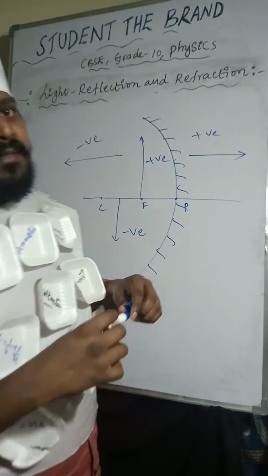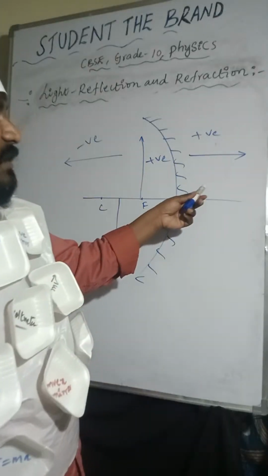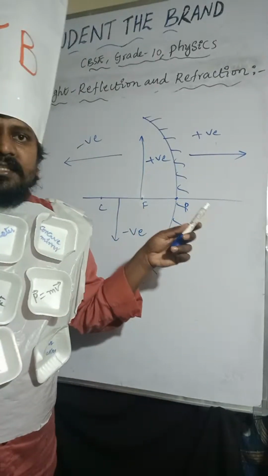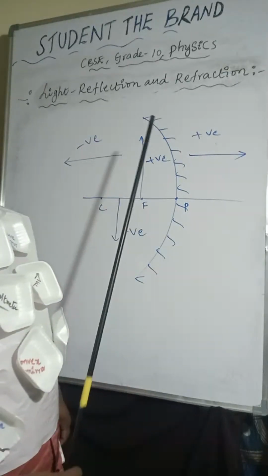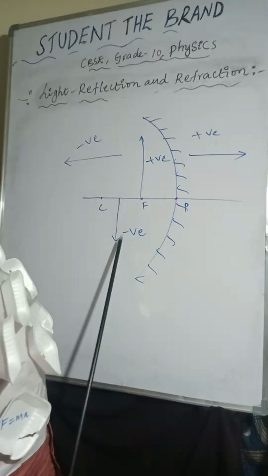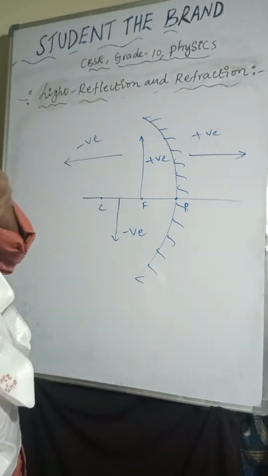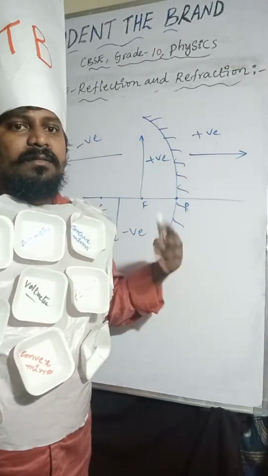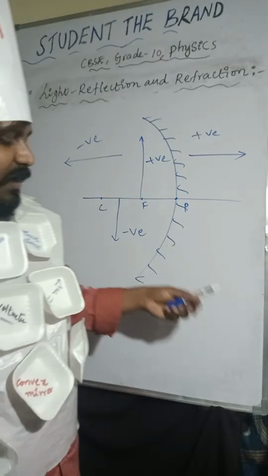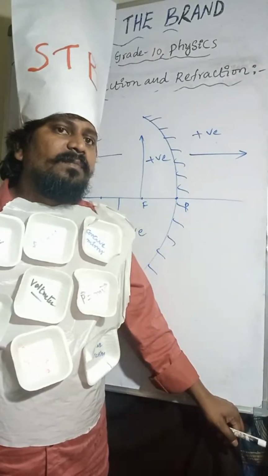So all measurements taken in the direction of incident rays are positive. Opposite to incident rays, all are negative. Above the principal axis, all are positive, such as the height of the image and height of the object. Below it is negative. So this has been converted in the form of a song, just for learning in an easy way.